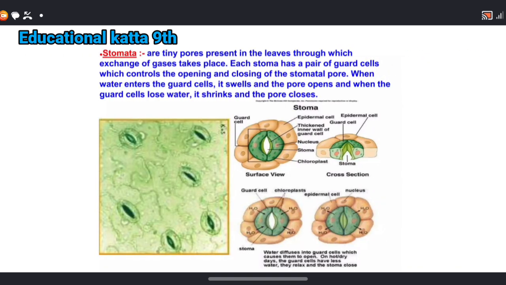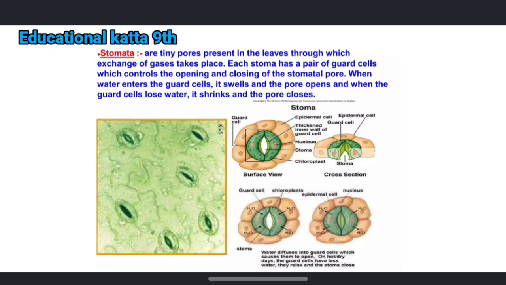Now come to stomata, it's also important. Stomata are tiny pores present in the leaves through which exchange of gases takes place.